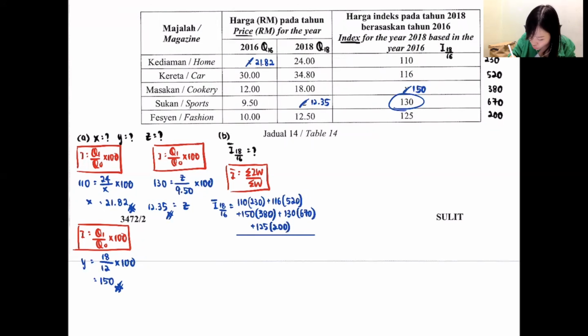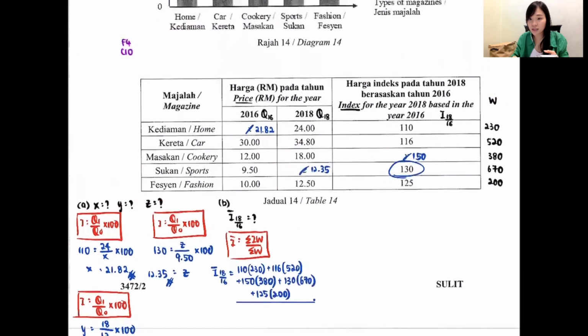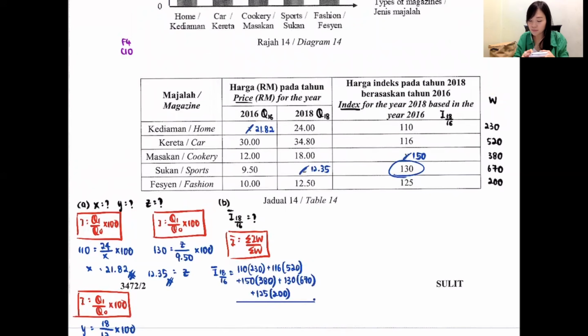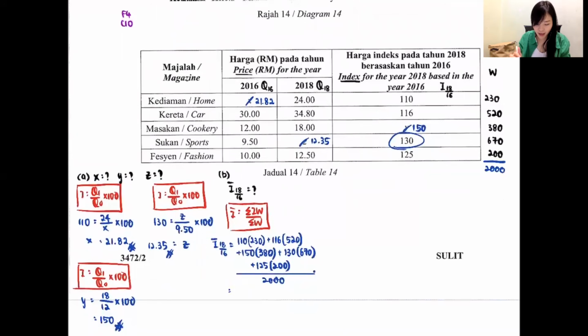Divide by total weightage. So the weightages plus them together are 230 plus 520 plus 380 plus 670 plus 200. Oh, I plus them together, I realize my weightage is actually 2000. So I put 2000 at the bottom. All I need to do is just press the calculator to get the answer. Okay, I guess I'm getting 115.86 as the answer.